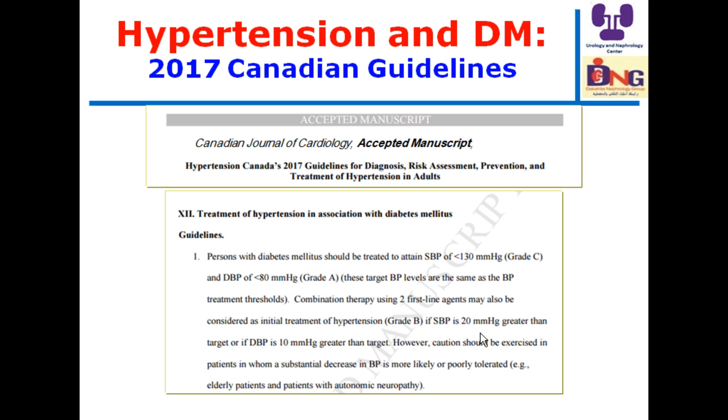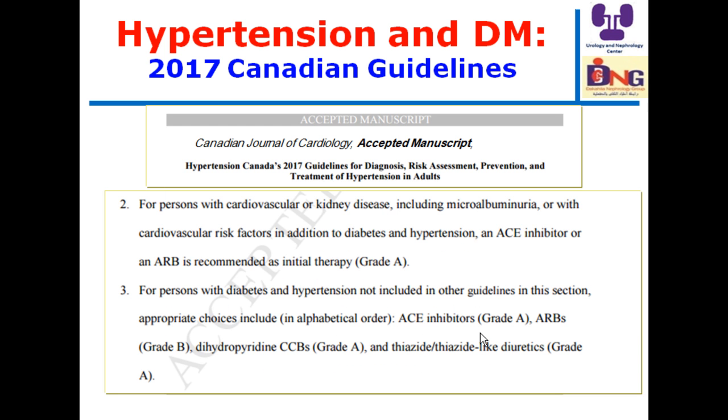For persons with cardiovascular or kidney disease, including albuminuria, or with cardiovascular risk factors, albuminuria A2 or A3. Microalbuminuria is considered now A2, meaning 30 to 300 milligram albumin per gram creatinine, or 3 to 30 milligram per millimole creatinine. With cardiovascular risk factors, in addition to diabetes and hypertension, if there is albuminuria, A2 or A3, plus other cardiovascular factors and diabetes, ACE inhibitors or ARBs or angiotensin blockers are recommended as initial treatment, grade A evidence.